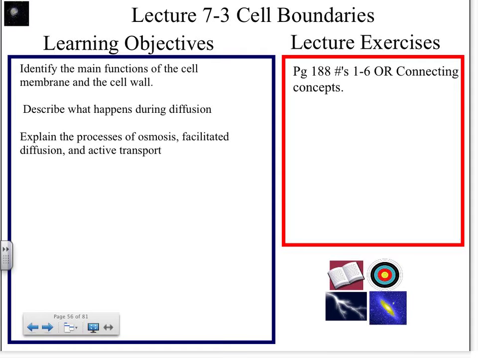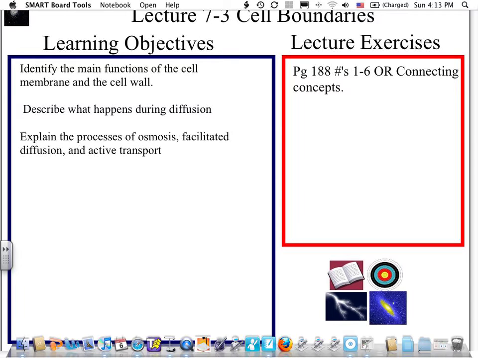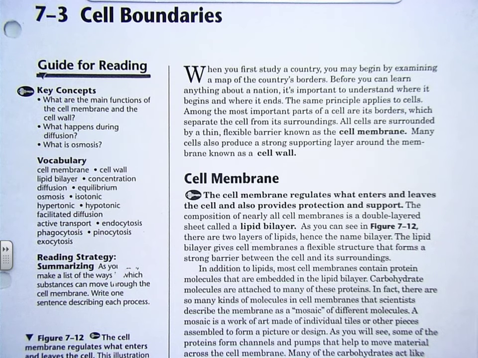Okay, let's turn in our books to page 182, and let's start reading together. Our key concepts are: what are the functions of the cell membrane and the cell wall? What happens during diffusion? And what is osmosis? If you know these three key concepts, you'll be good.